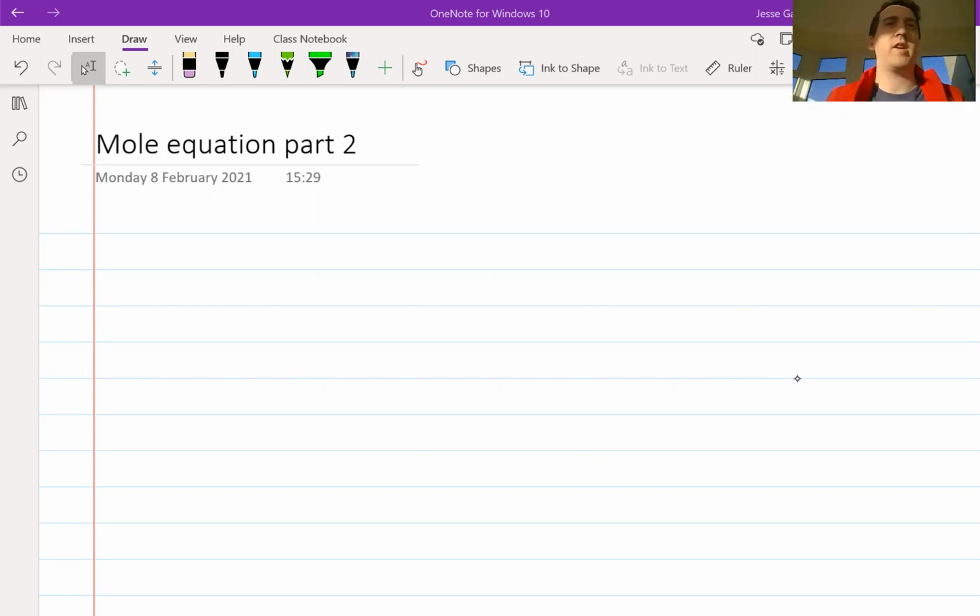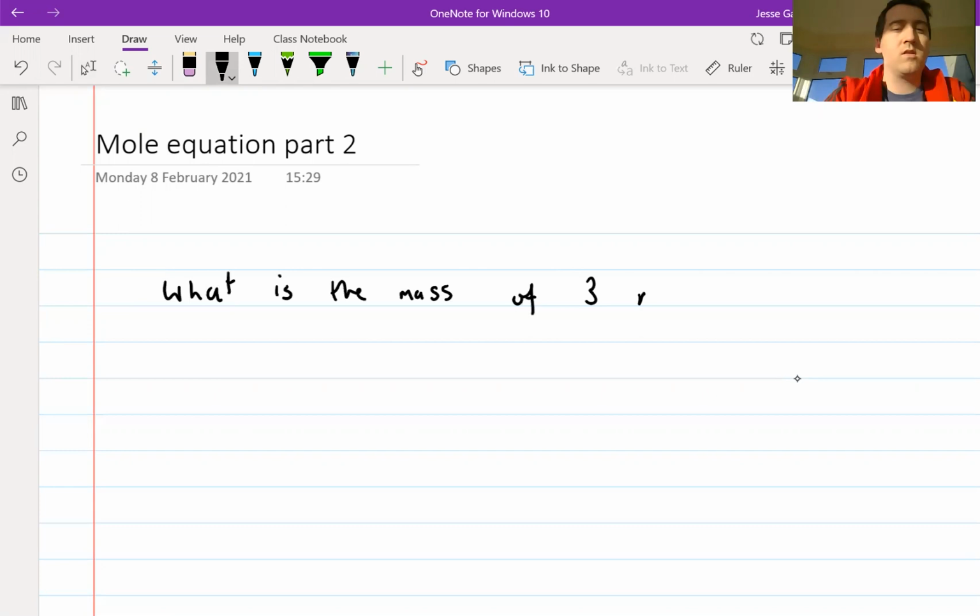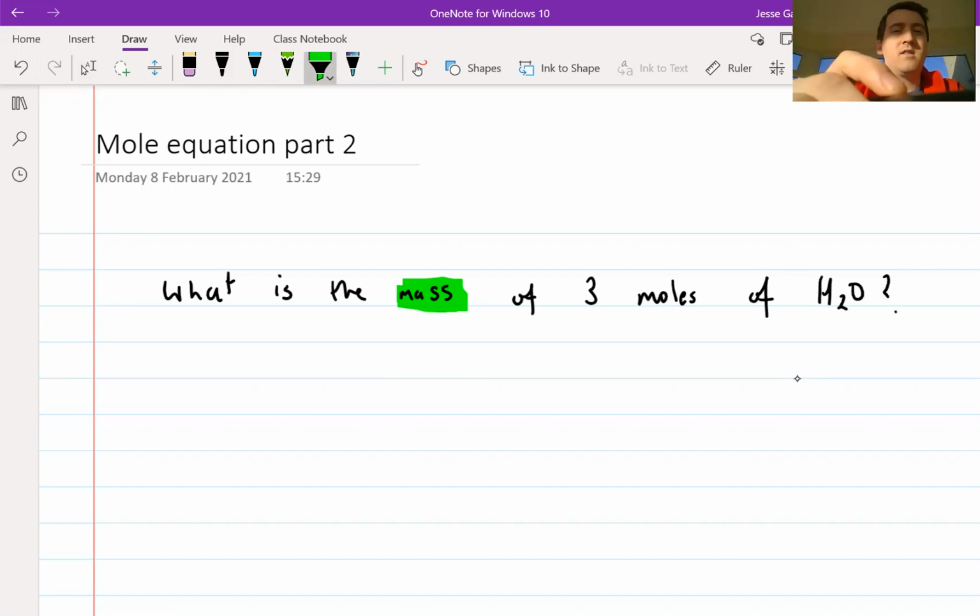Okay, so let's jump straight into an example. Say we have the problem, what is the mass of 3 moles of H2O, or water? Okay. I'm going to highlight the important thing in this question. It says, what is the mass? So this time, that's the unknown, the mass. So mass is unknown. M is unknown here. M equals question mark.